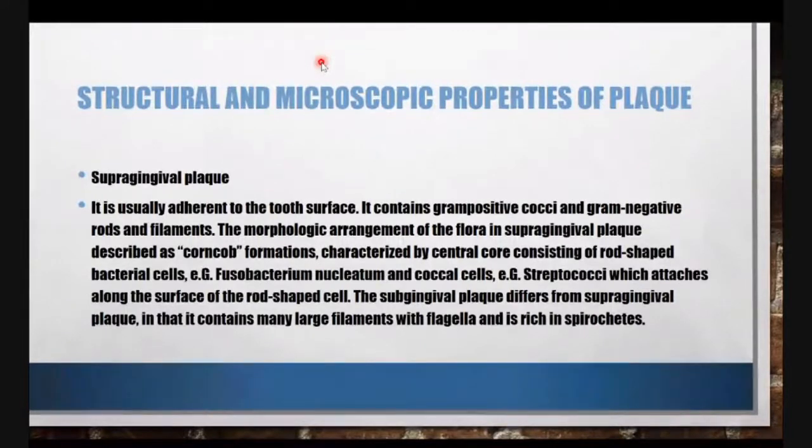Characterized by a central core consisting of rod-shaped bacterial cells, for example the bacterium Fusobacterium nucleatum, and coccal cells, streptococci, attached along the surface, forming the shape of a corn cob. Rod-shaped. Subgingival plaque differs from the supragingival plaque in that it contains many large filaments with flagella and is rich in spirochetes.